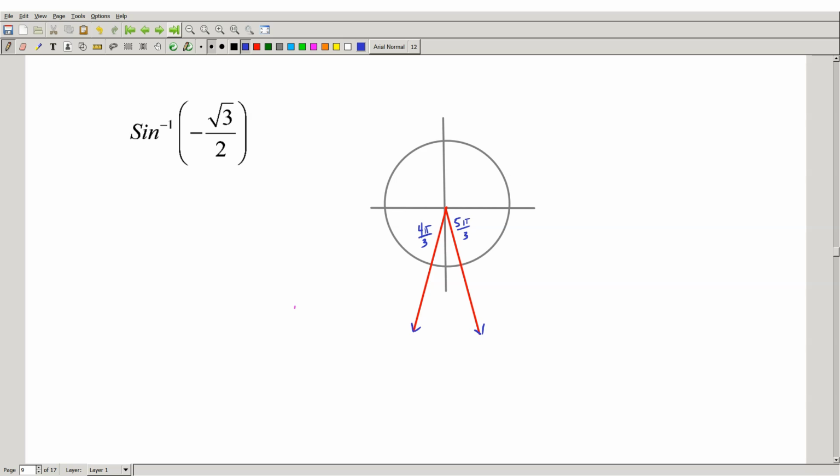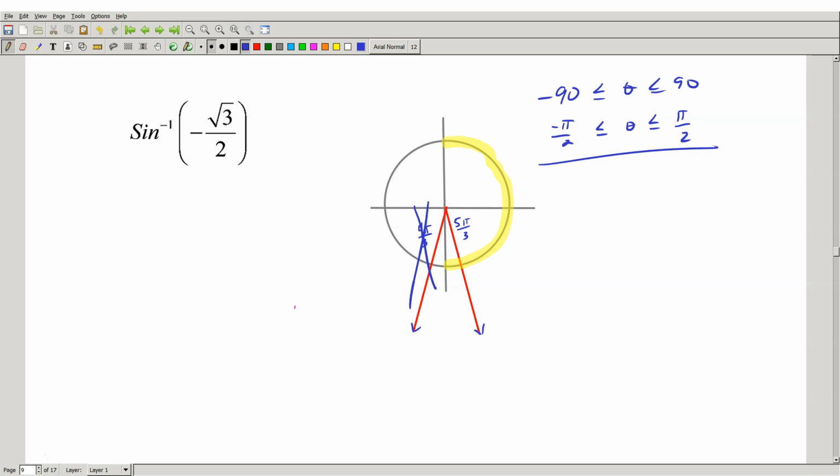Well, which one is it? Again, we have to go back and say, I'm only going to take values from -90 to +90, or in this case, with radians, it's -π/2 to +π/2. So then you say, okay, well, it's not going to be this one. I can't take 4π/3. 5π/3 seems like the right one, but that's not actually inside that range.